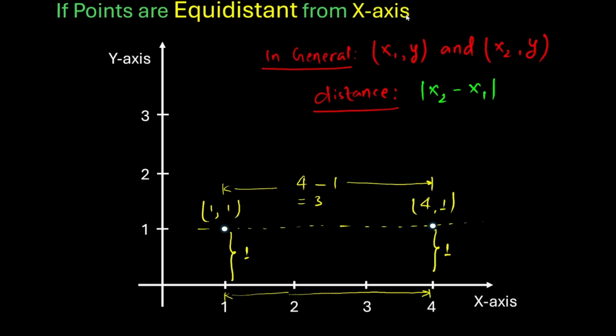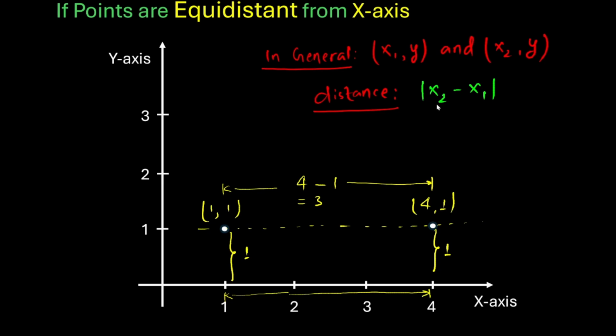Okay, notice if both points are equidistant from the x-axis, their y coordinate is going to be the same. As here in our example, you can see that the first point is 1 comma 1. So here the y coordinate is 1, the same y coordinate as in our second point. Okay, notice one more thing.